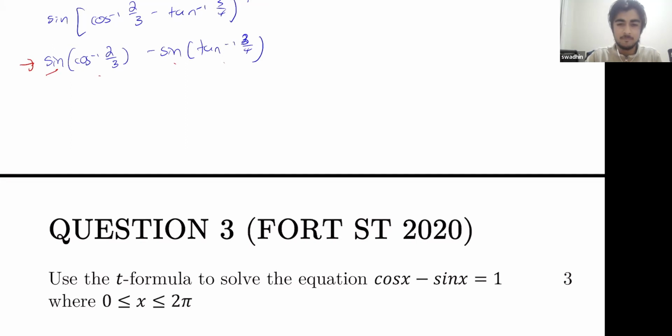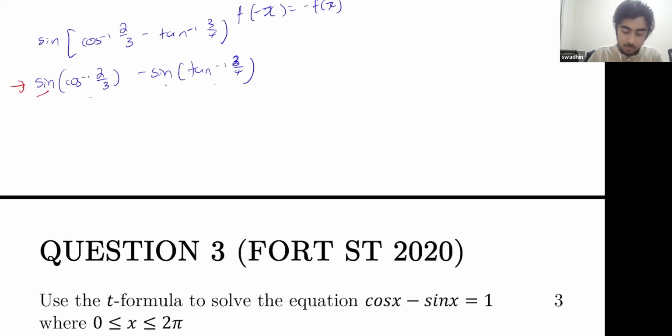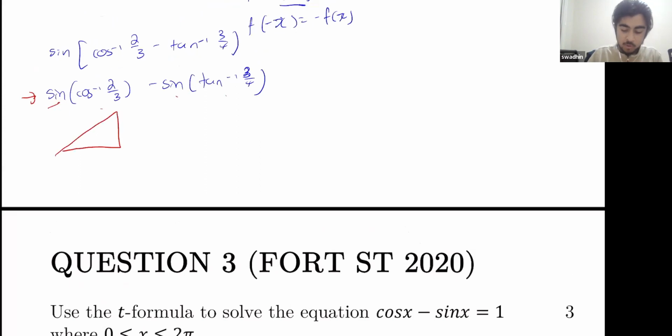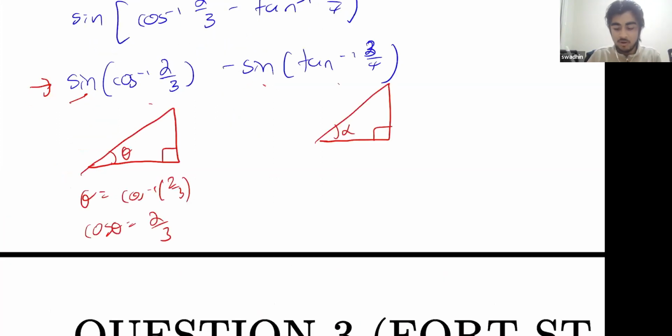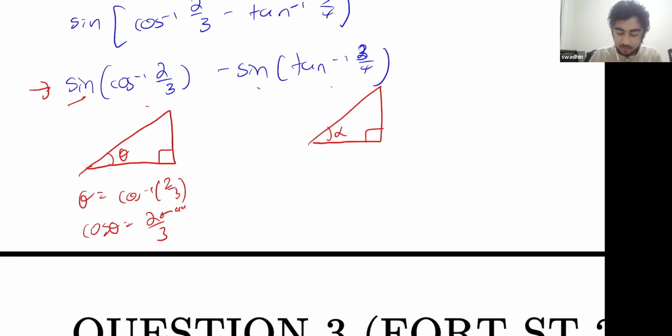Yes, draw triangles. Yep, that's right. We want to draw 2 triangles, because obviously they're going to be different. One has an angle theta, one has an angle alpha. This angle theta is going to be cos inverse 2 on 3, so cos theta is going to be 2 on 3. Cos theta is adjacent on hypotenuse, right? So the 2 is the adjacent and 3 is the hypotenuse. We can find the third side using Pythagoras' theorem, which is going to be root 5.